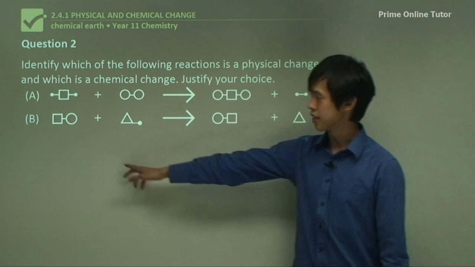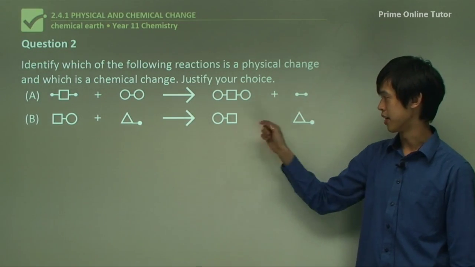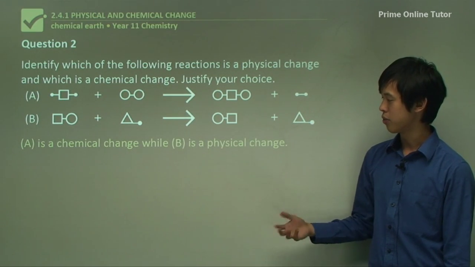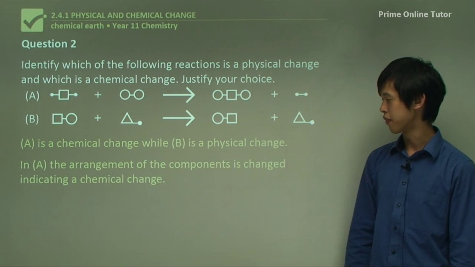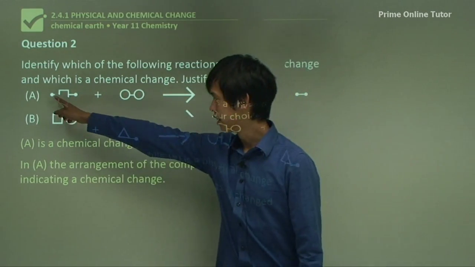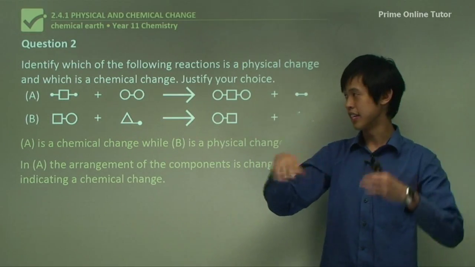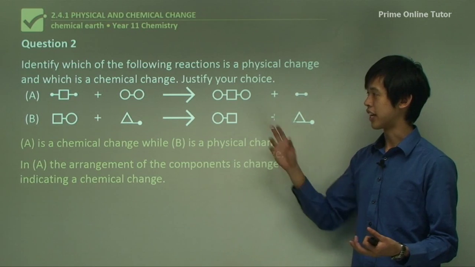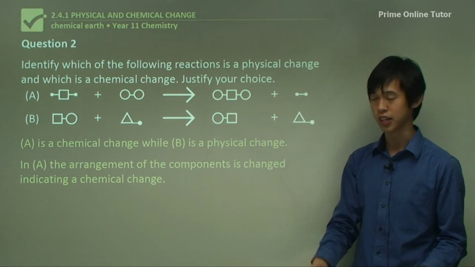And then you've got square, circle, plus triangle, dot, goes to circle, square, and triangle, dot. Okay? So A is a chemical change, while B is a physical change. In A, the arrangement of components is changed, indicating a chemical change. So what that means is, essentially, you've got these dots and these circles, and you see they're rearranged now. These lines connecting them are all different. So you've changed the chemicals, essentially, into new chemicals on this side. So it's a chemical change.